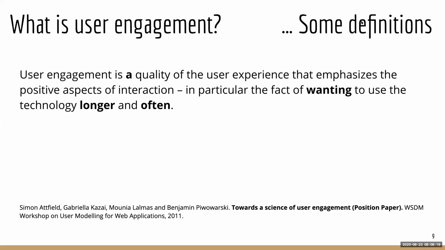Based on this, we came up with our own definition, which we extend from this, maybe narrowing it a little towards online user engagement. So user engagement is a quality of the user experience that emphasizes the positive action of interaction, in particular the fact of wanting to use a technology longer and often. Again, this is to bring a little more focus to what we mean by user engagement in the context of online, in the context of using technology longer and often.